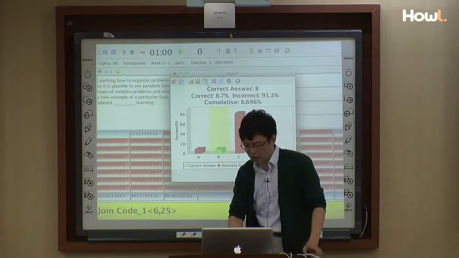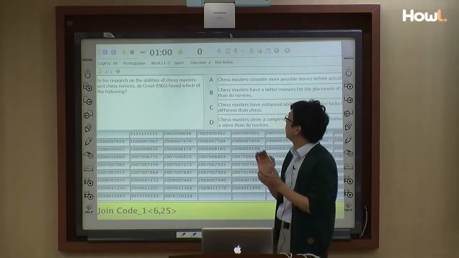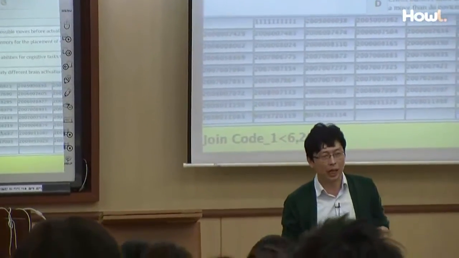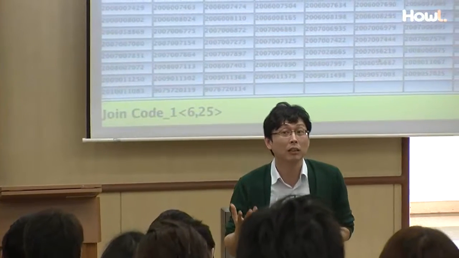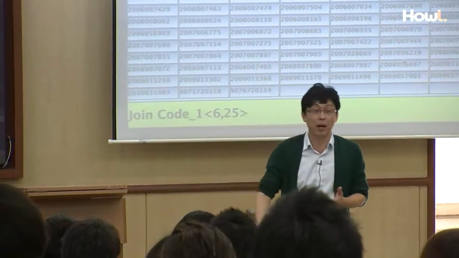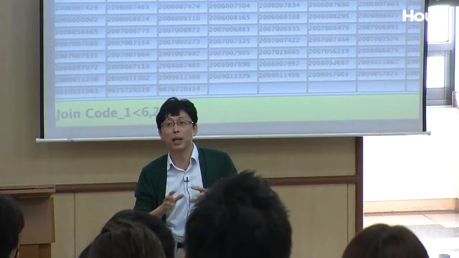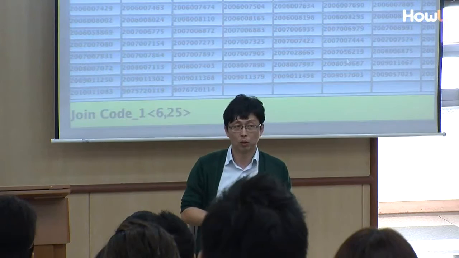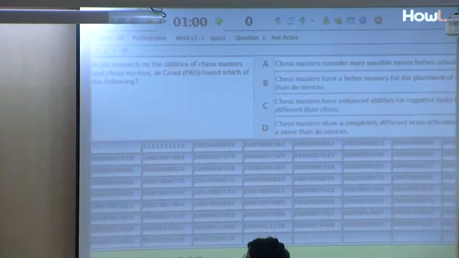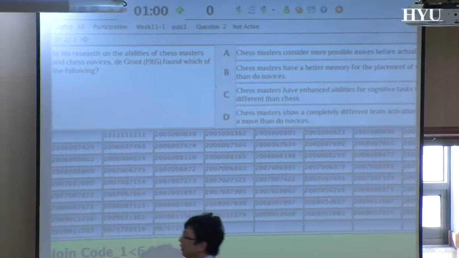Okay, the second question is about how expertise is obtained through experience. A chess master, the king of chess, remembers patterns differently. What kind of benefit does that give? How does the chess master play chess better than a novice? That is the question. In his research on the ability of chess masters and chess novices, de Groot found which of the following?